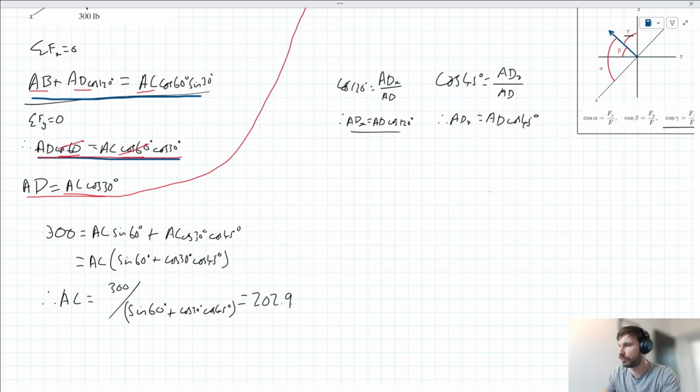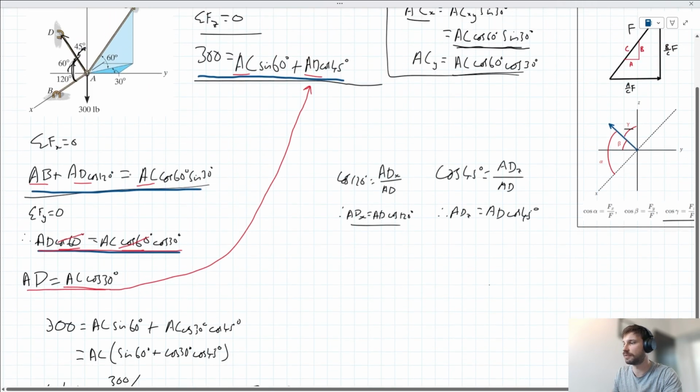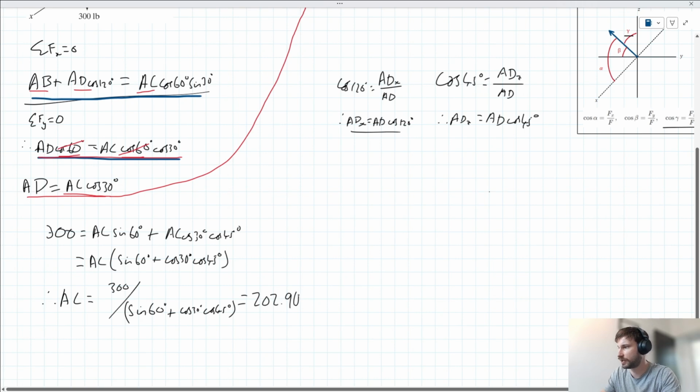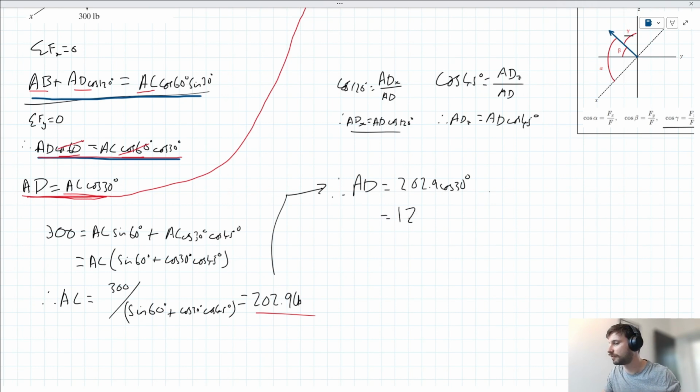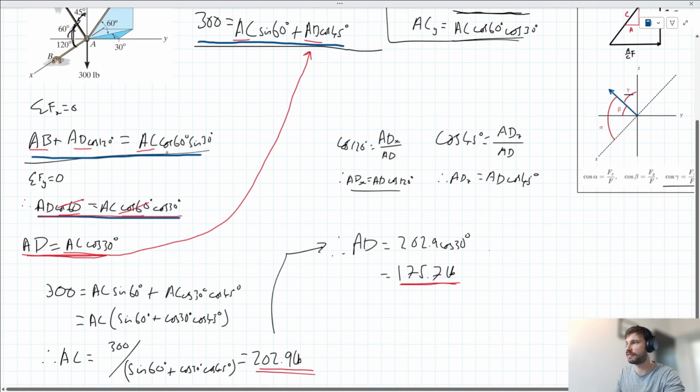202.9. We're working in pounds here, aren't we? 202.9 pounds for AC. Okay, so we've got AC there. This then enables us to solve for AD using this idea here. So we can say, therefore, AD is equal to 202.9 cos 30, which when we bung in our calculator gets us a value of 175.7. So we have AD, we have AC. It just looks like we need to solve for AB here.